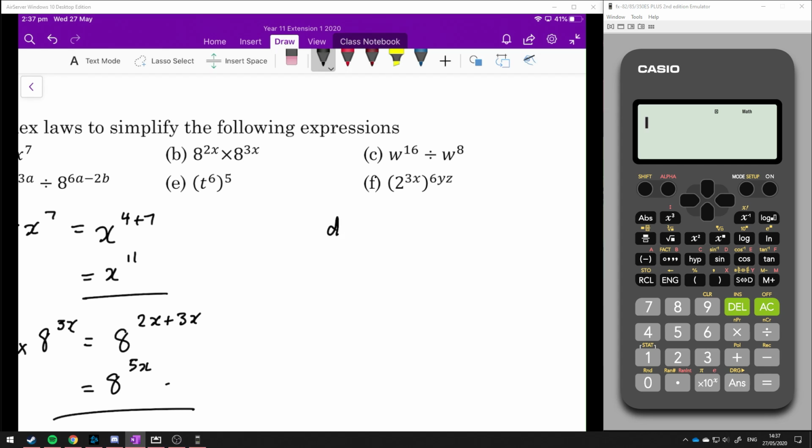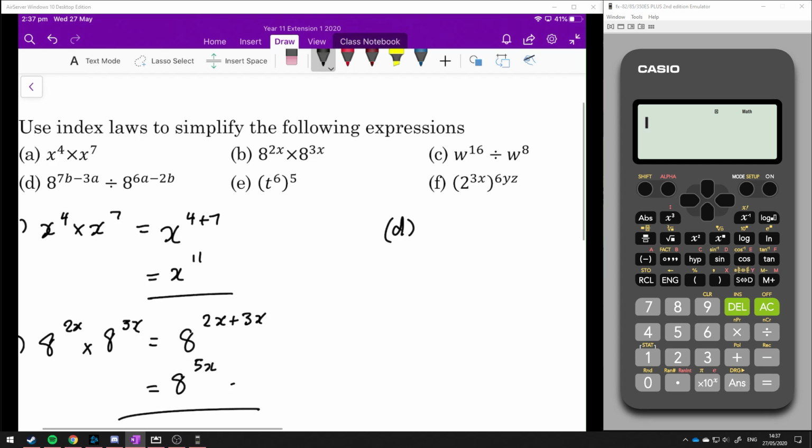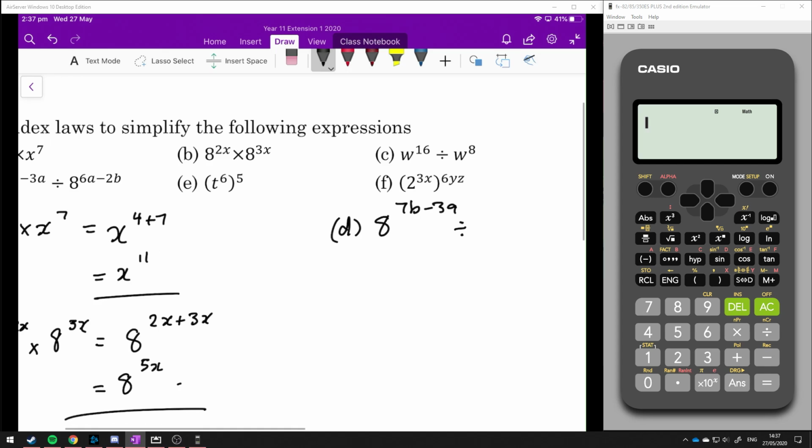I'm going to move back up here for these last three. So D. Now D is a little bit trickier. We've got 8 to the power of 7b minus 3a divided by 8 to the 6a minus 2b.